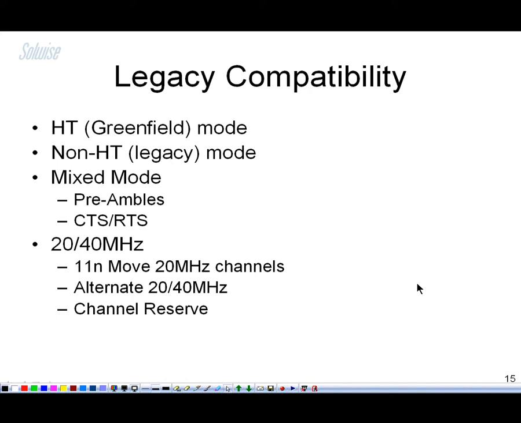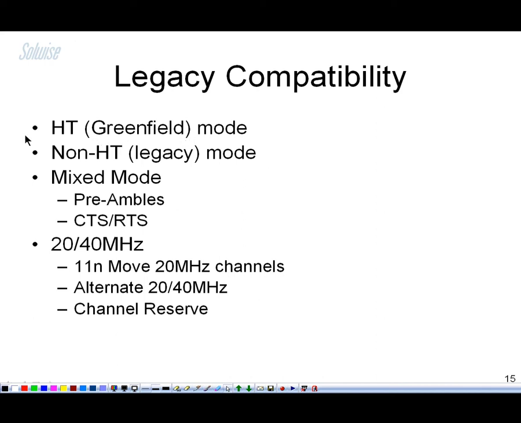Now, the big problem with 11N is, of course, it needs to be able to still coexist with the old 11G kit. Now, this is a bit of a pain, and it has meant that this is one of the reasons why 11N has taken so long to become a ratified standard. There's been lots of arguments over the way that 11N can coexist or work with the existing 11G and B kit.